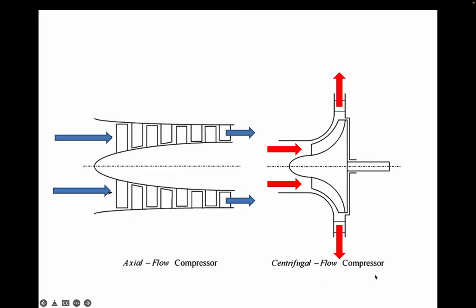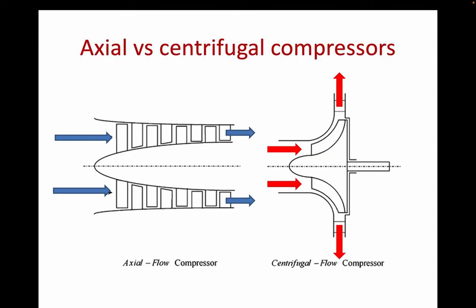Whereas in a centrifugal flow compressor, you can see that the inlet is in the axial direction and the outlet is in the radial direction. So it completely changes the flow direction. So these are the two broad types of compressors which are used in the industry.